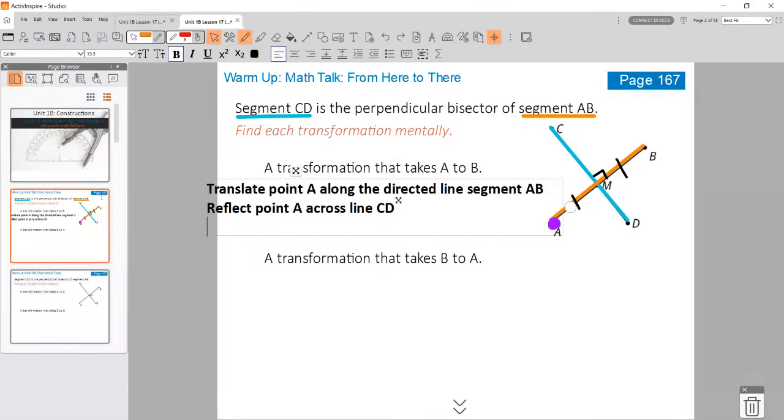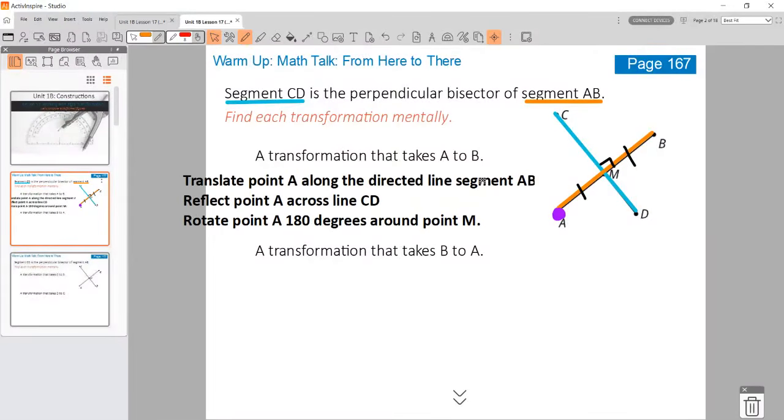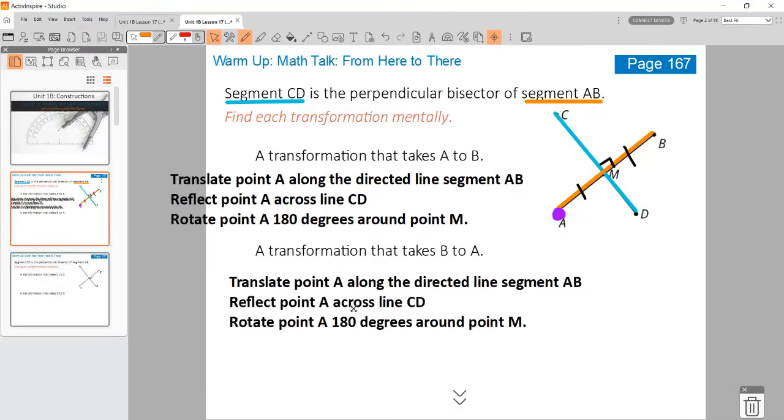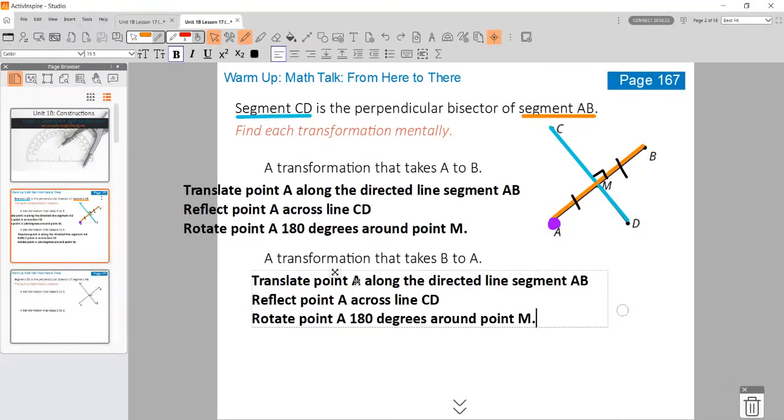And then we can actually also rotate, since we know that point M is the midpoint, since it was the perpendicular bisector, we could rotate point A 180 degrees around point M, since we know it's the midpoint. So all of these will actually work to take A to B. And similarly, they'll work to take B to A as well with a couple of tweaks.